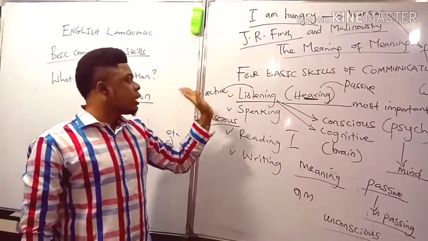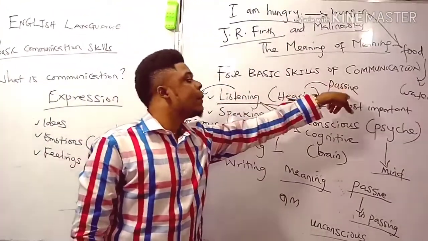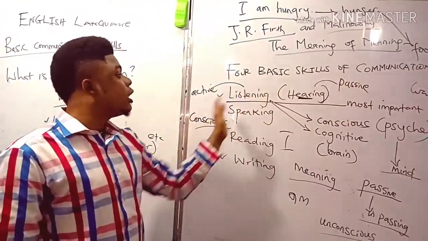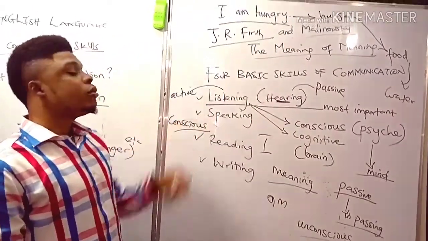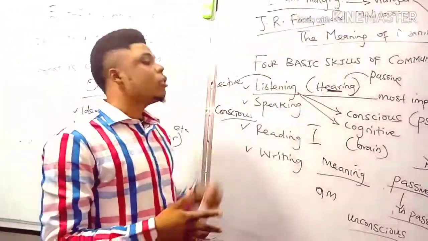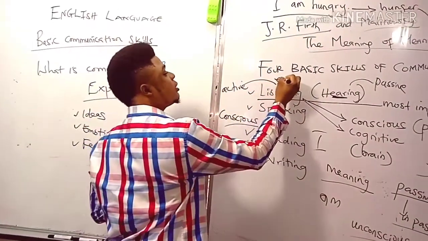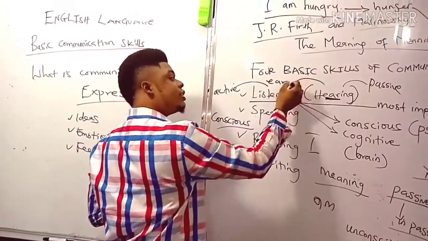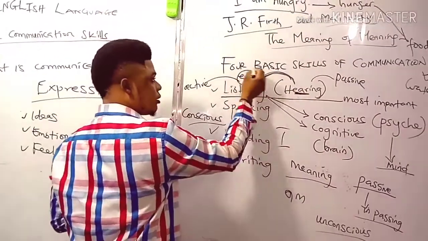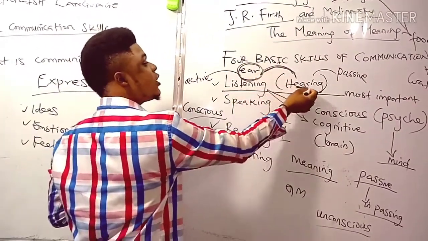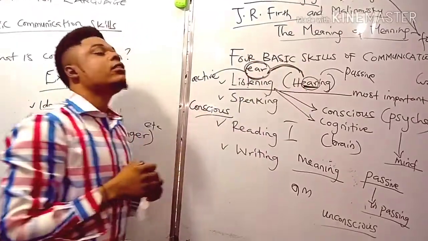So listening, active; hearing, passive; listening, conscious; hearing, unconscious, in passing. So for someone to listen, of course, the person must have an ear. This is the similarity that the two of them share. For you to listen or for you to hear, you must have an ear. You must have an ear, obviously.